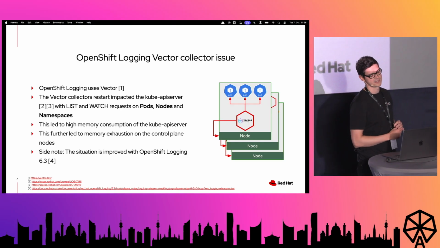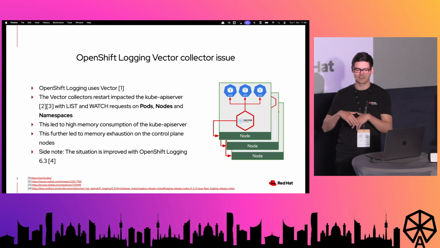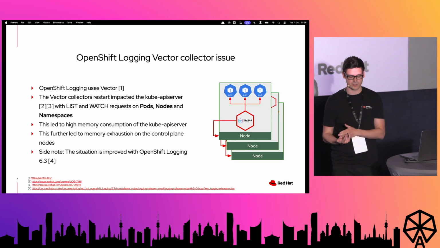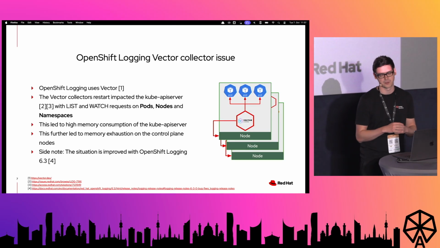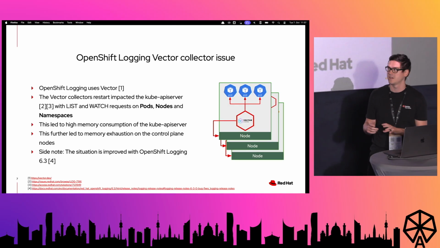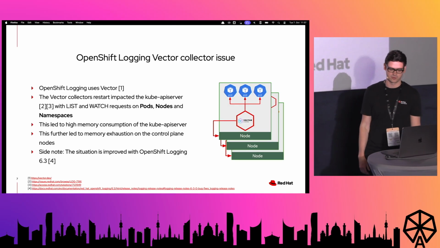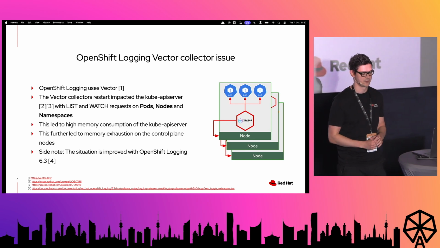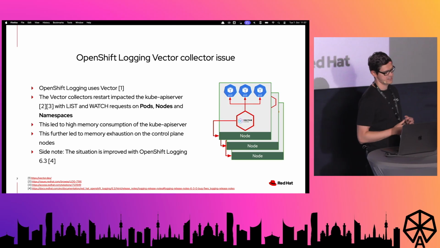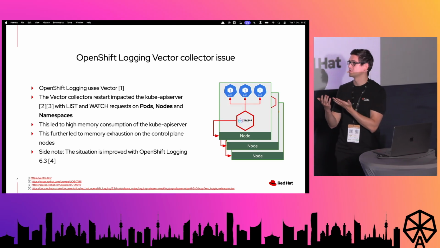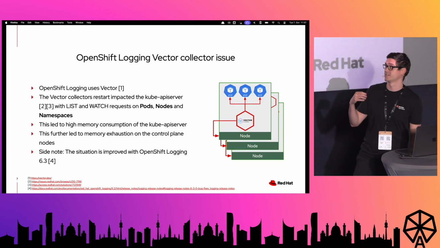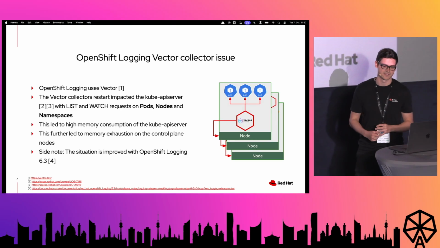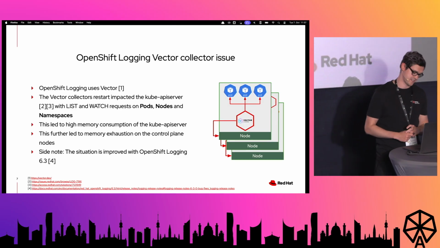And what we have seen is that the Vector collector, when it restarted, sent a lot of requests. That is more specifically list and watch requests. This is a special sort of request which you can do on the API server. And it fetched those resources, like pods, nodes, and namespaces, with list and watch requests. What we later saw is that we had a very high consumption on the kube-apiserver, and as it turned out, the kube-apiserver runs without resource limits, and this can take down your control plane rather fast.